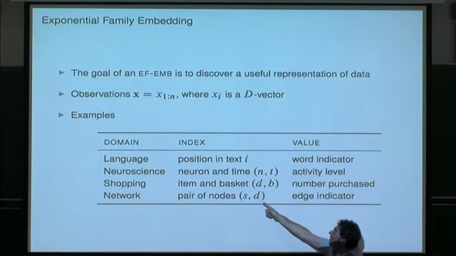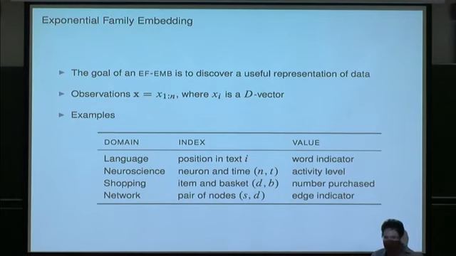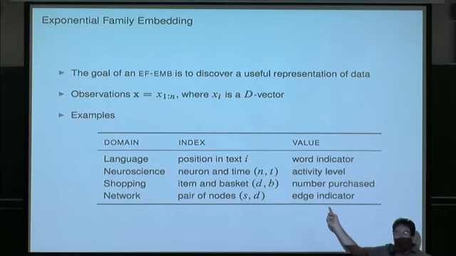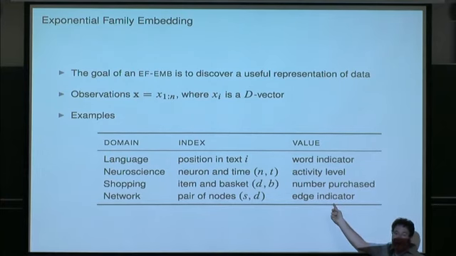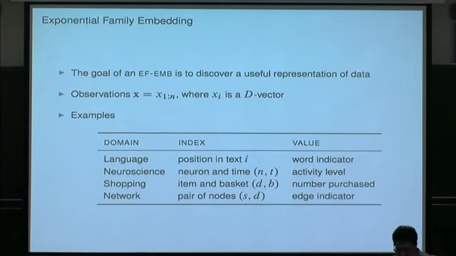In shopping behavior, i indexes d and b, where d is an item like walnuts, and b is an index of a particular basket. So if somebody bought walnuts among a bunch of other things, then x_db is however many walnuts they bought at that trip. In a network, which is what we're talking about in this workshop, i indexes a pair of nodes, s and d, and the value is an indicator whether or not there's an edge between those two nodes, s and d. Okay, so we're going to analyze networks at an edge level here.